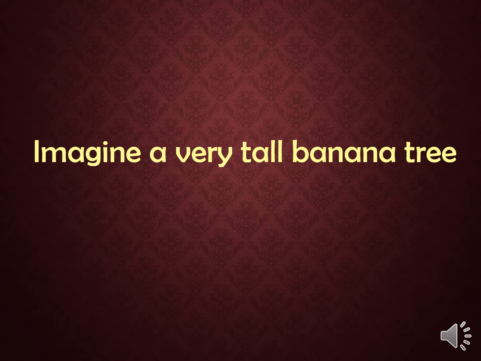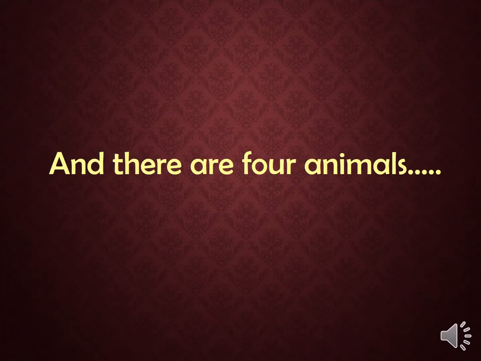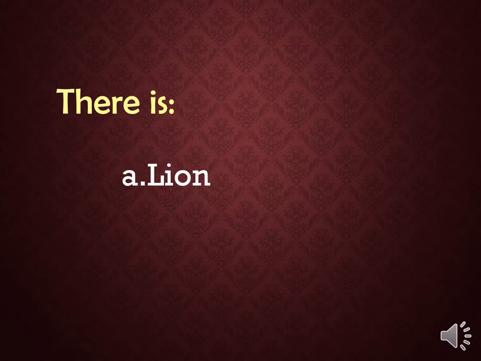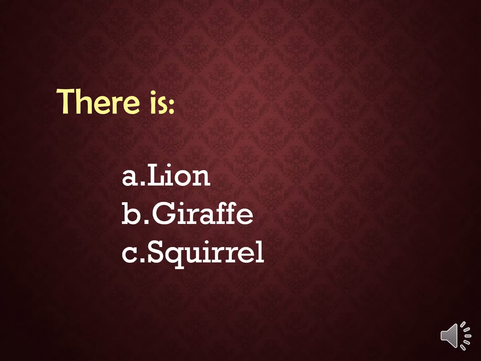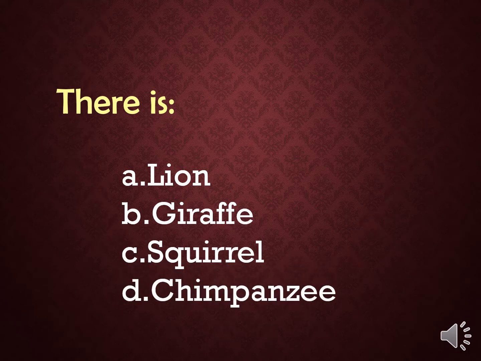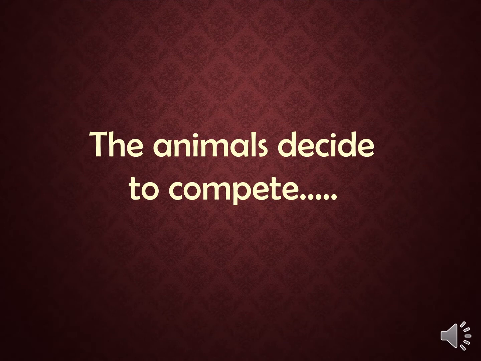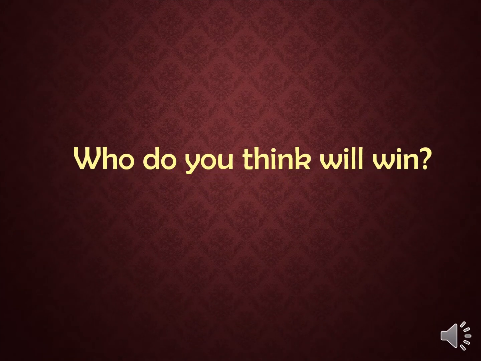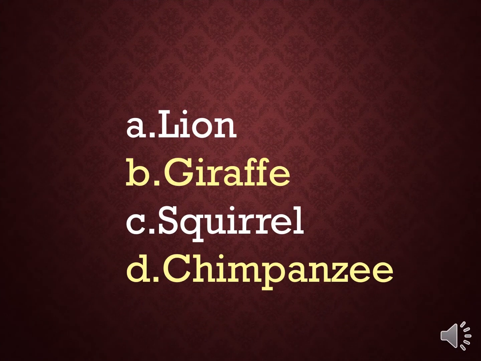Imagine a very tall banana tree, and there are four animals. There is lion, giraffe, squirrel, and chimpanzee. Now, the animals decide to compete to see who can get a banana from the tree first. Who do you think will win? Letter A, lion. Letter B, giraffe. Letter C, squirrel. And letter D, chimpanzee. Who do you think will win?